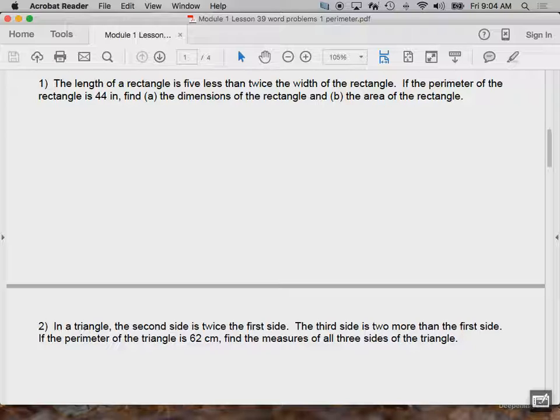Remember, the whole key, break it down, do not try to solve it right away. Most kids would have written 2W minus 5 equals 44, and they'd have gotten it wrong. You're not wrong.